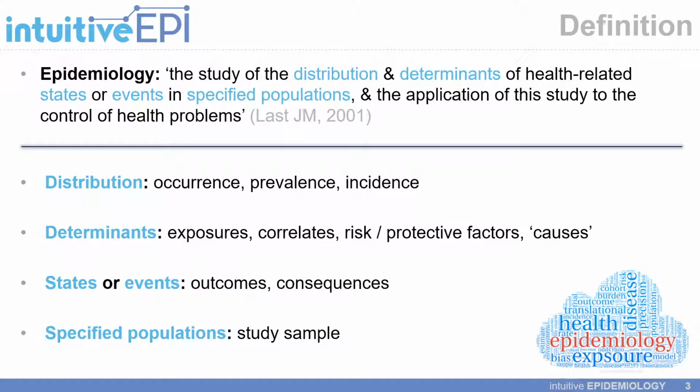Epidemiology is the study of the distribution and determinants of health-related states or events in specified populations, and the application of the study to the control of health problems. In epidemiology, we focus on distributions or occurrences, on determinants, which we often refer to as exposures, on states or events, outcomes, and we examine these factors in specified populations or study samples.